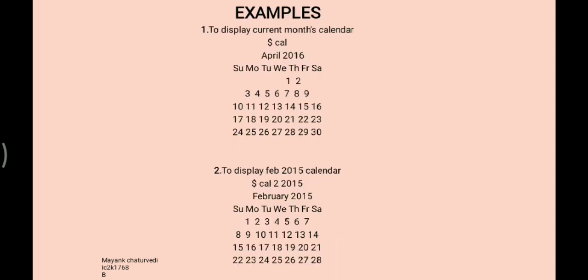Here are some examples of the cal command. Number one, to display the current month's calendar, we can simply use $cal, which will display the current month's calendar. Similarly, example 2, to display the Feb 2015 calendar, we will use the command cal 2, that is the second month, and then the year 2015. This will display the second month, that is the February month calendar of the year 2015.